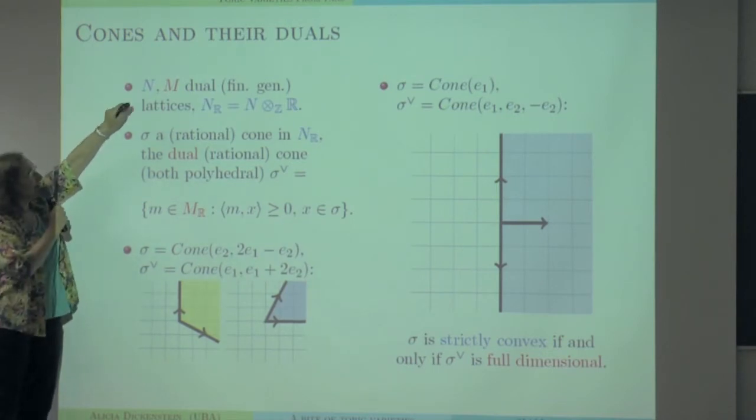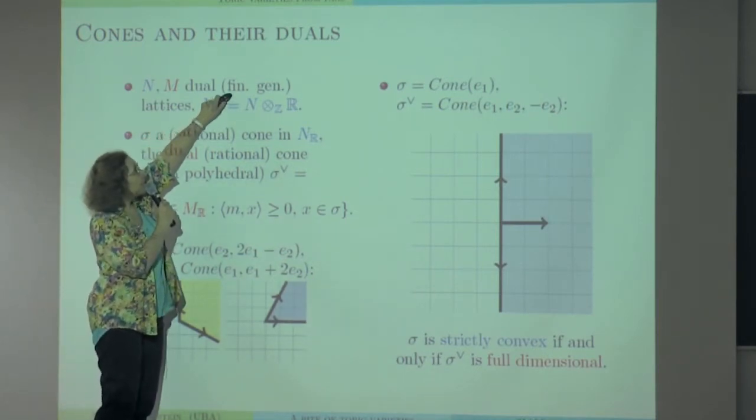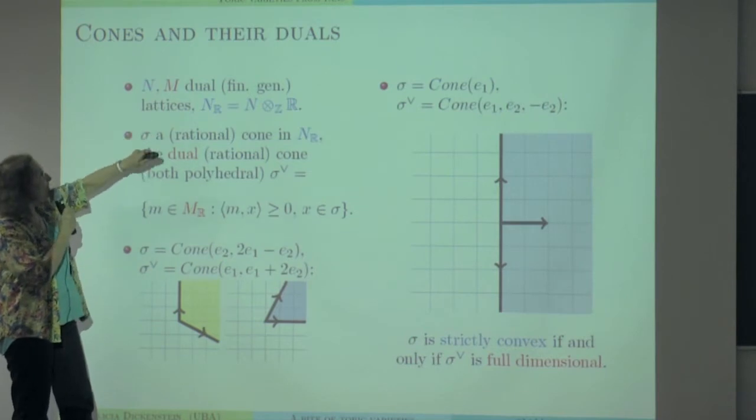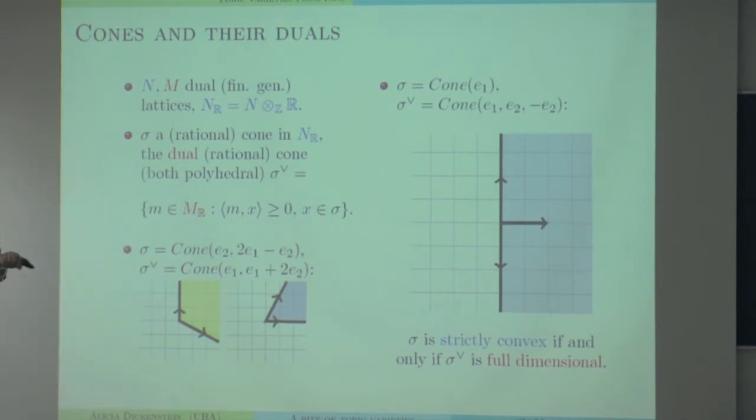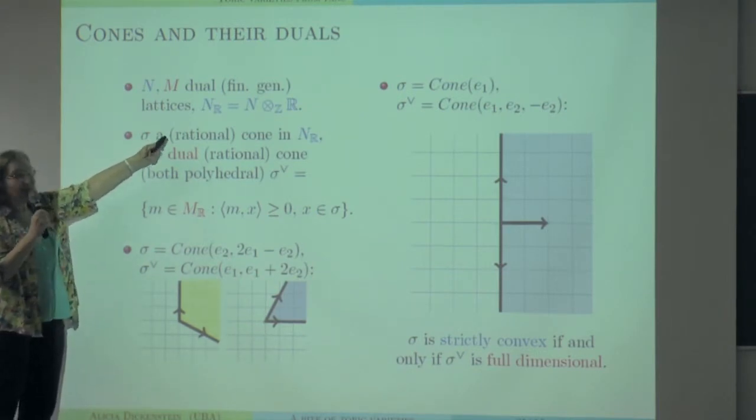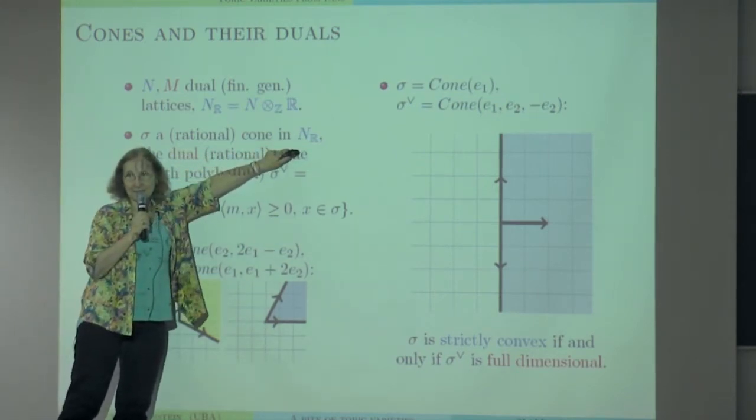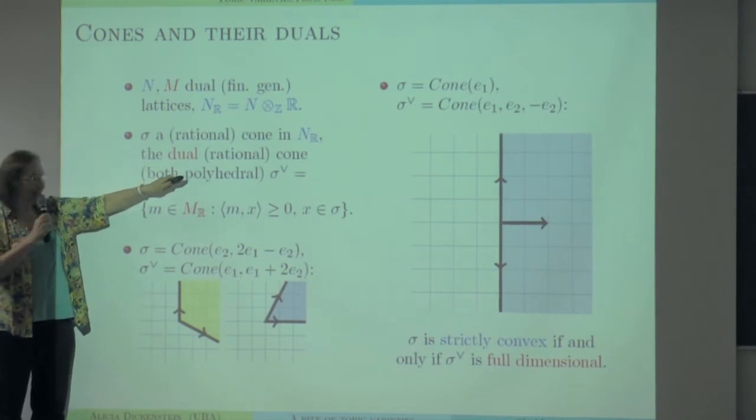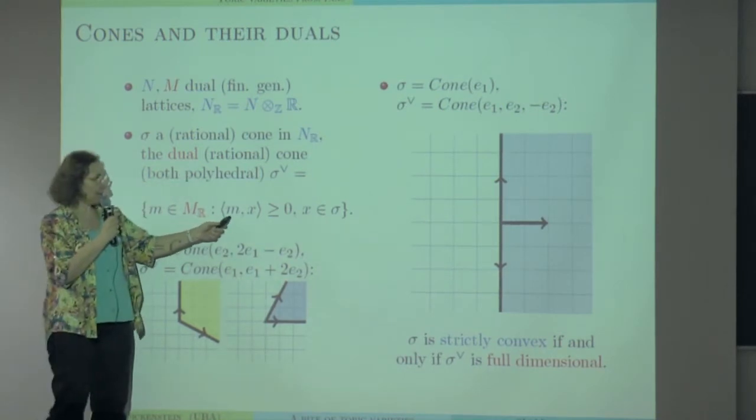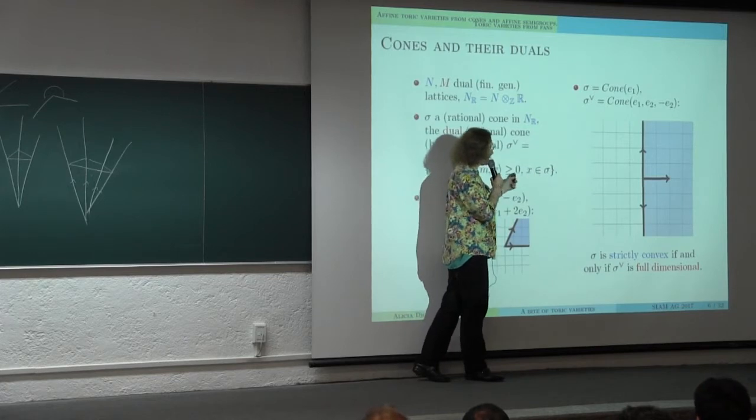So this is isomorphic to Z^n once we choose a basis, because we are talking about finitely generated free abelian groups. And then we call N_R the associated vector space. If we start with Z^n, this is just R^n. And then we are going to pick a polyhedral cone, rational. Our cones are going to lie in this vector space. And then once we have a cone, there is a dual cone, which is also polyhedral and rational, defined as all the m's, these are linear forms in the dual space, whose inner product with all the points in sigma is non-negative.